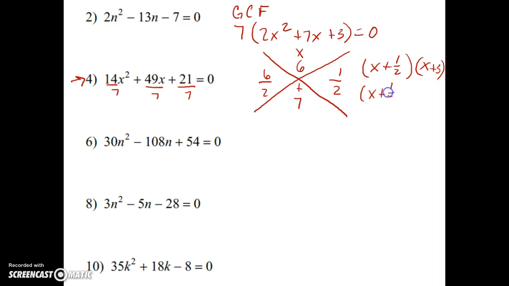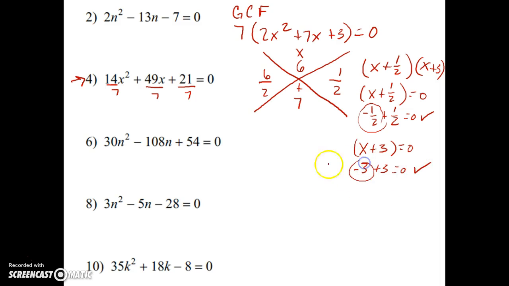x plus 1/2 needs to be equal to 0. So negative 1/2 plus 1/2 makes that true. So negative 1/2 will be one of my solutions. And then I have x plus 3 is equal to 0. Well, negative 3 plus 3 makes this true. So negative 3 is another one of my solutions. And again, negative 3 is the smallest, so it goes first. Then I have negative 1/2, and those are my solutions.